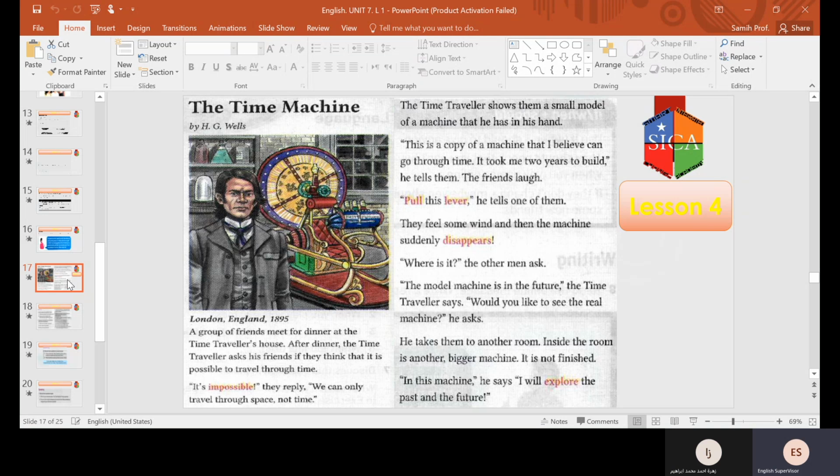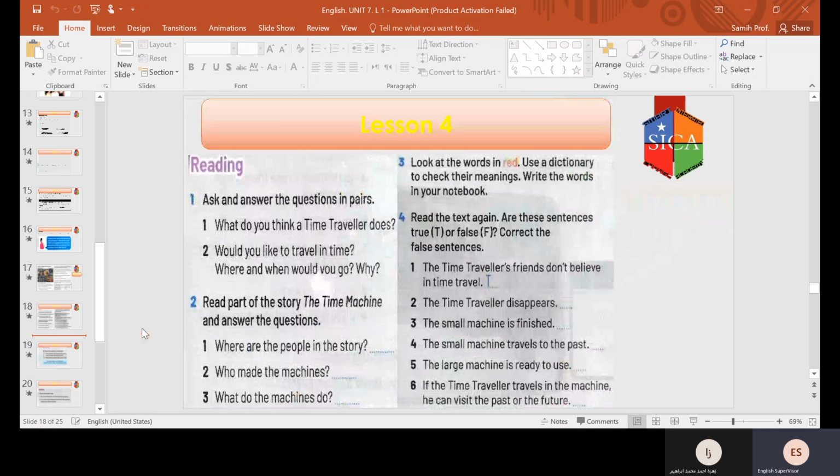So, the traveler travels with a group of friends. Group of friends. That's nice. And this person is called the traveler. Yes. Great. Number 3.